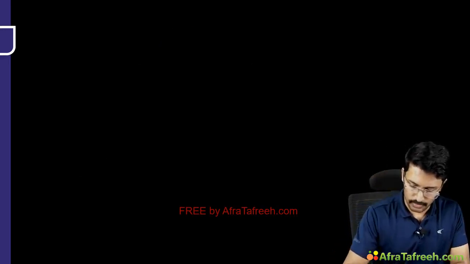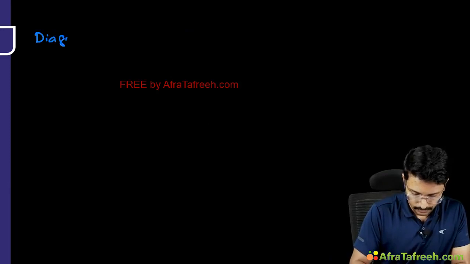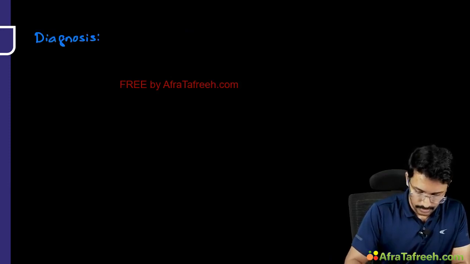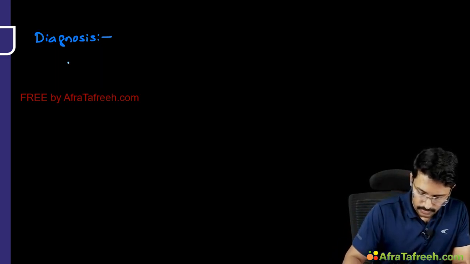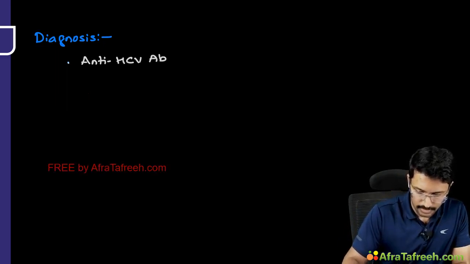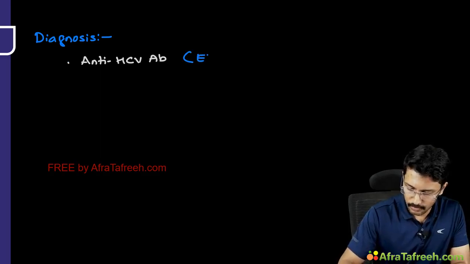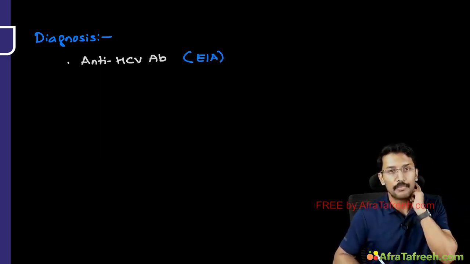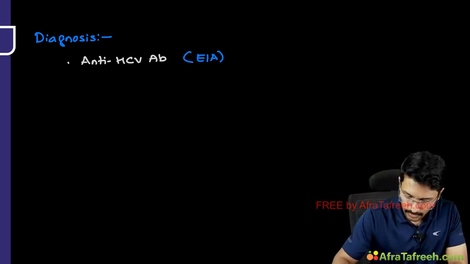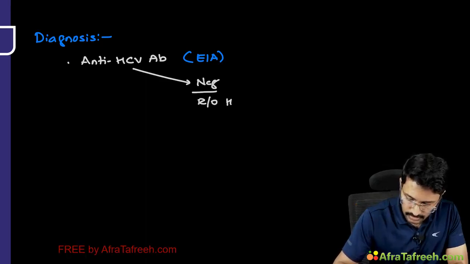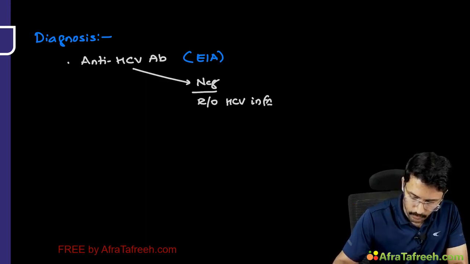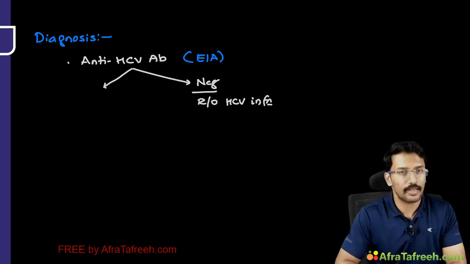Coming to the diagnosis of chronic hepatitis C infection. Unlike hepatitis B infection, there is nothing complicated or fancy here. The diagnosis is based on, first, anti-HCV antibody, and the method of doing that is enzyme immunoassay. That is the recommended method, enzyme immunoassay, EIA. Now, if the anti-HCV antibody is negative, it rules out HCV infection, unless there are confounding factors present for a false negative result.